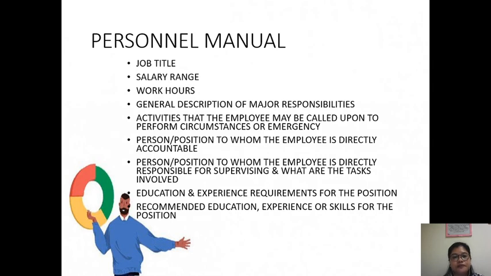Then personnel manual, the last topic which involves staffing. In staffing, a staff member should know the personnel manual or the manual of operation. It includes the job title, salary range, work hours, general description of major responsibilities, activities that the employee may be called upon to perform in circumstances or emergency. The person or position to whom the employee is directly accountable, the person or position whom the employee is directly responsible for supervising, and what the tasks involved are, education and experience requirements for the position, and recommended education, experience, or skills for the position. So this should be the know-how. The employee should know about this, the personnel manual.